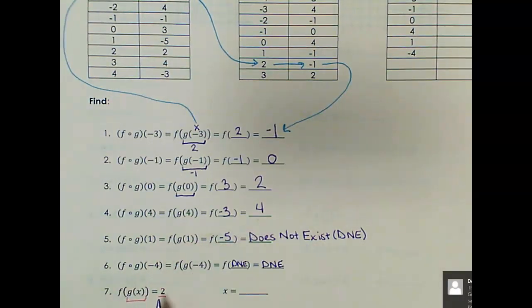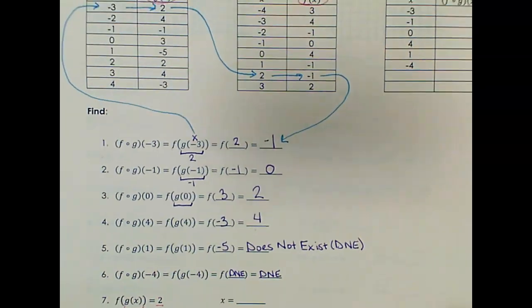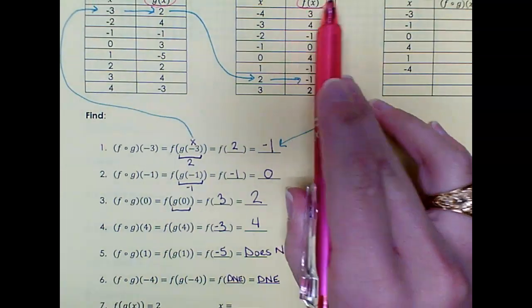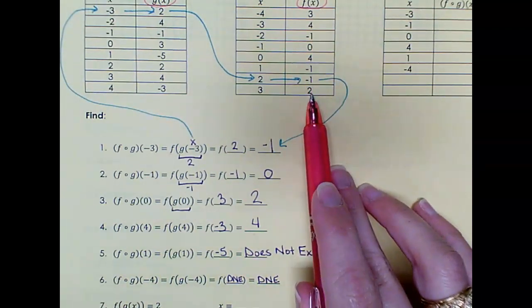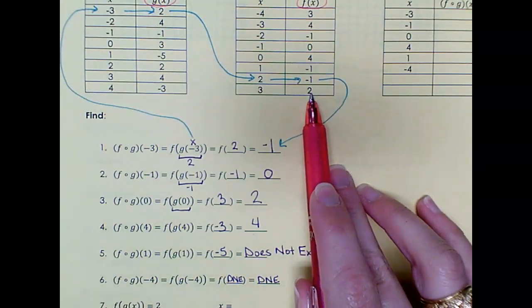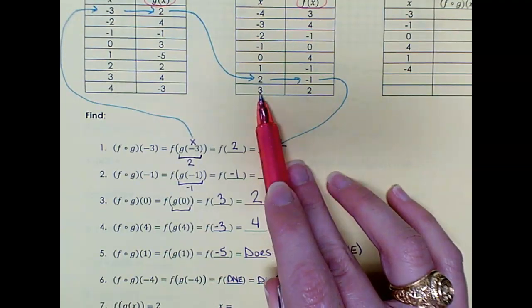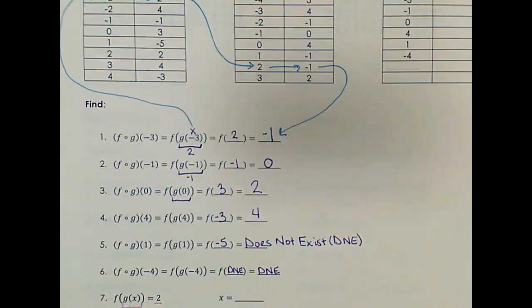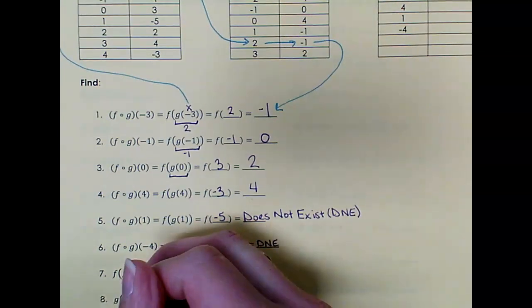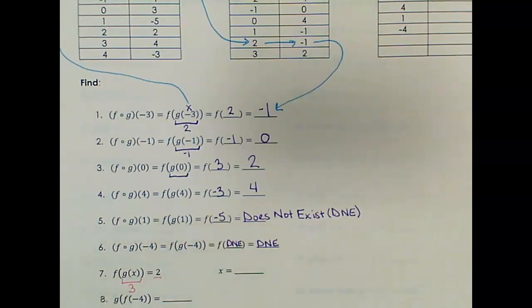So I'm going to go find 2 in the f of x column. So here is the f of x column. Here is the 2. F of what is 2? Well, f of 3 is 2. So that means that inside of these parentheses, we should have 3. Now, we need to go find what x is if g of x is 3.